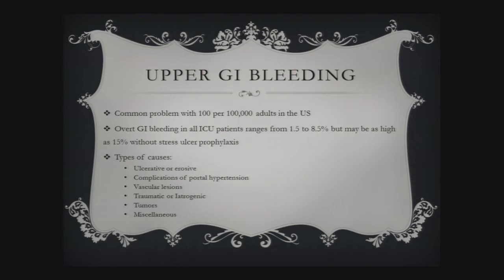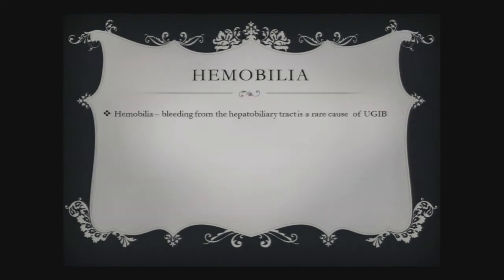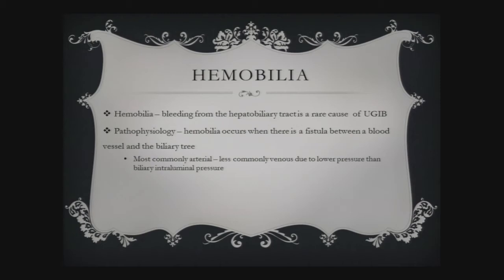There's different reasons for upper GI bleeding: ulcerative, erosive, portal hypertension, traumatic, vascular lesions or tumors. Most commonly, we see it in ulcers as well as gastritis, esophagitis. But the less common causes, and the one that I'm going to talk about, is actually hemobilia. Hemobilia is bleeding from the hepatobiliary tract, and it's a rare cause of upper GI bleeding. This happens when there's a fistula between a blood vessel and the biliary tree. It's most commonly arterial, less commonly venous, just due to the lower pressure in the venous system than the biliary intraluminal pressure. So most often it is an arterial connection.